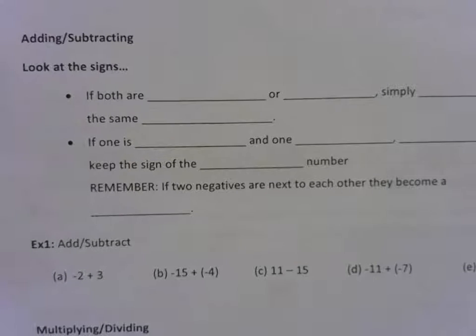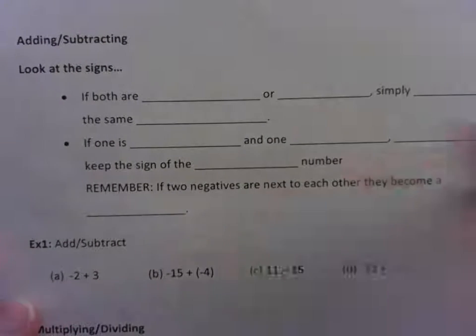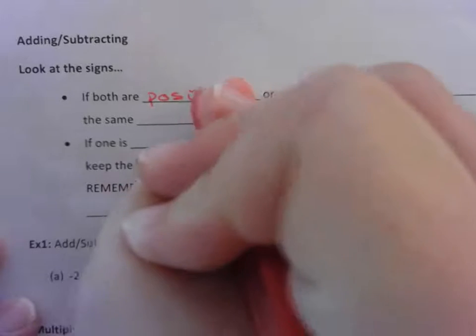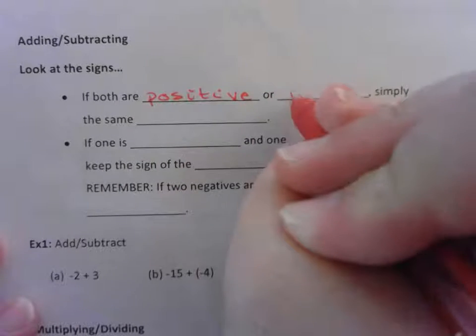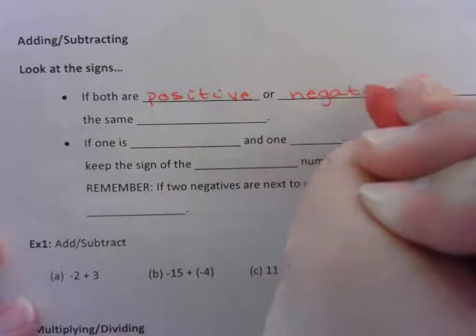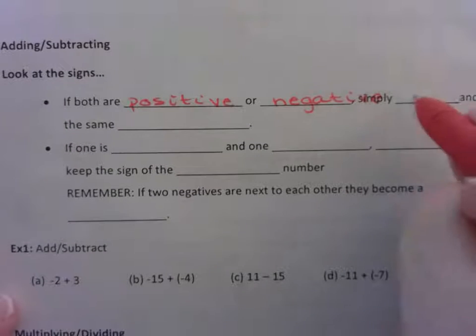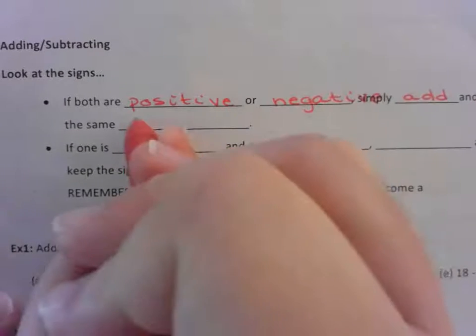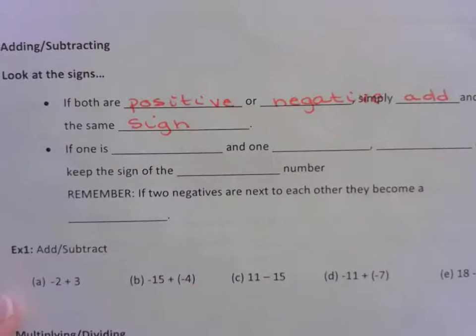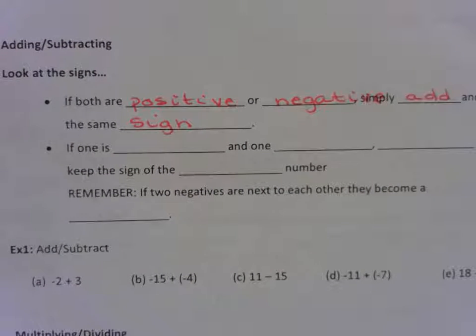A few things to remember. You may have been taught something different in middle school. If that works for you, then do however you were taught. This is kind of the way I teach it. So first thing you want to do is look at the sign. If both are positive or negative, so if they both have the same sign, whether they're both negative or positive, you simply add and keep the same sign.